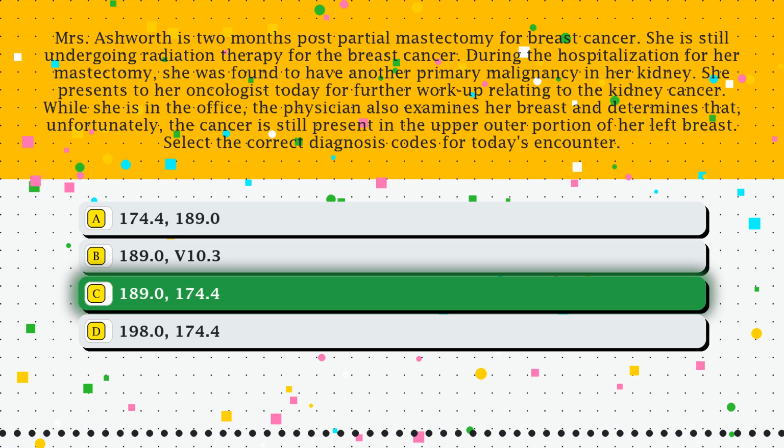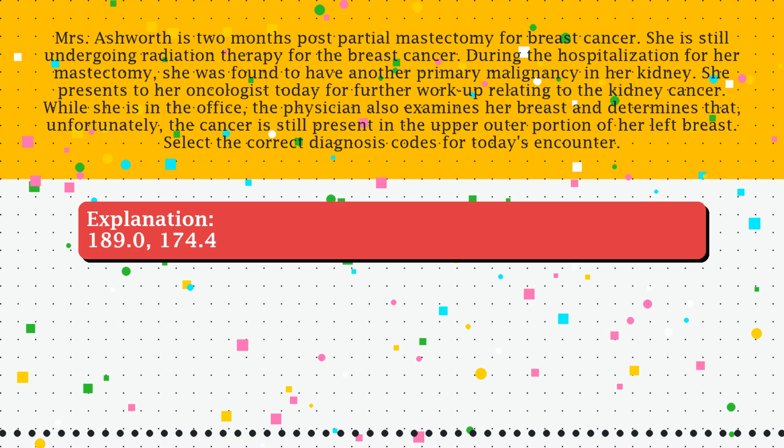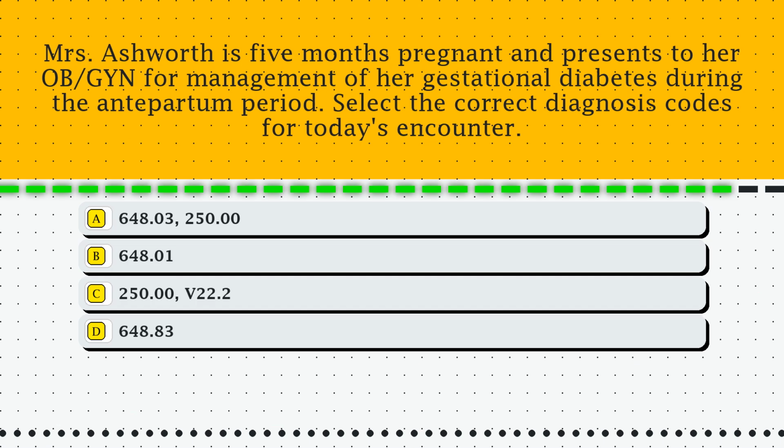The correct answer is option C, 189.0, 174.4. Question 175. Mrs. Ashworth is 5 months pregnant and presents to her OB/GYN for management of her gestational diabetes during the antepartum period. Select the correct diagnosis codes for today's encounter.